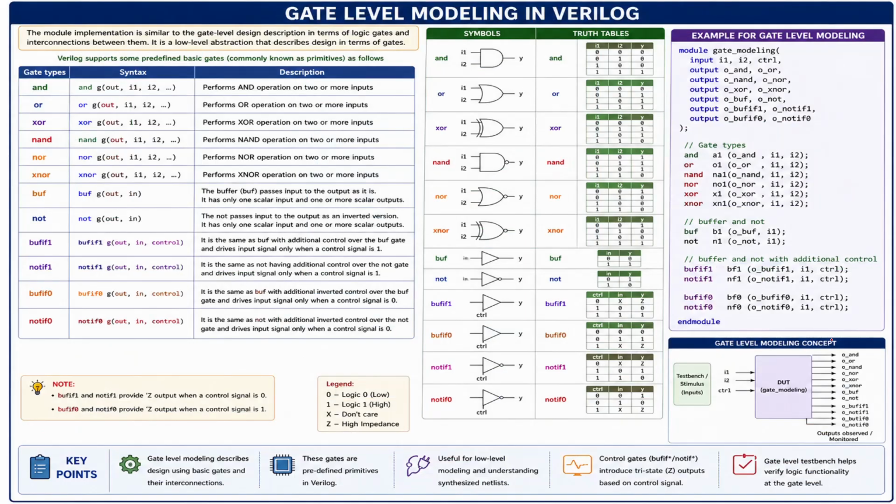So, gate level modeling. Gate level modeling is related to the logic gates we have: AND gate, OR gate, NOT gate. All these gates are interconnected. That means we need to represent two gates with an interconnect in between, so we need to connect these two gates. This is the lower level of abstraction.